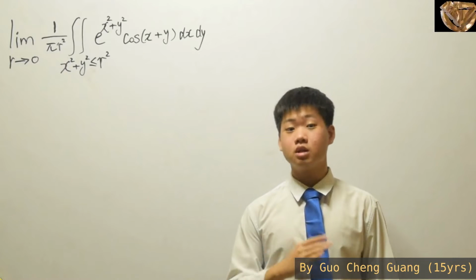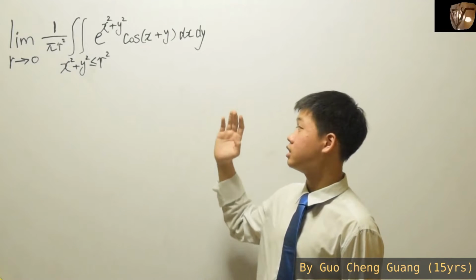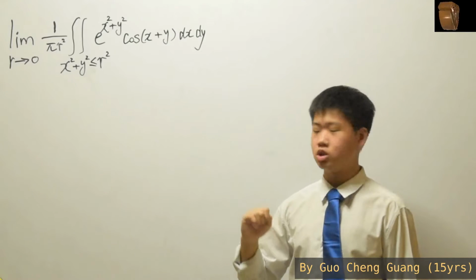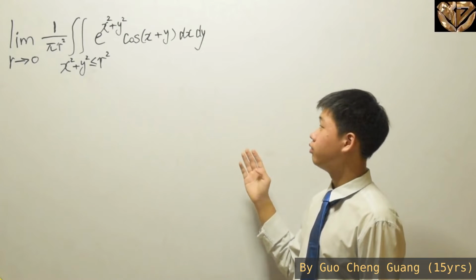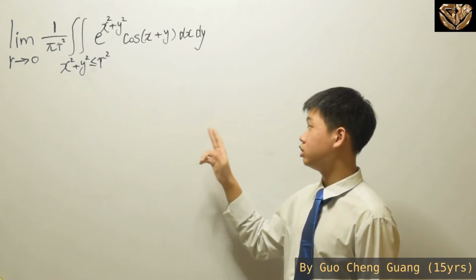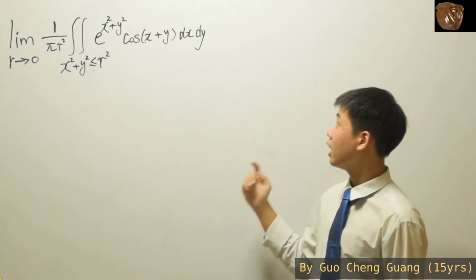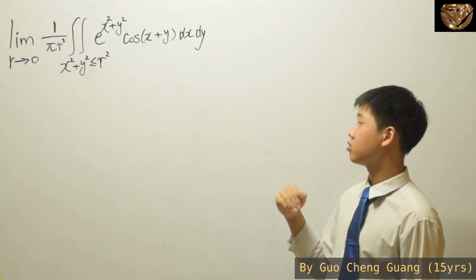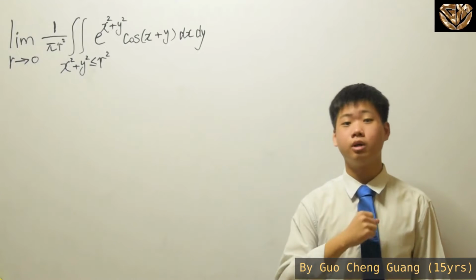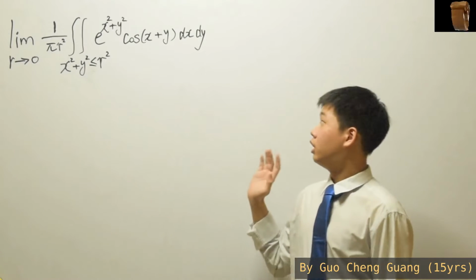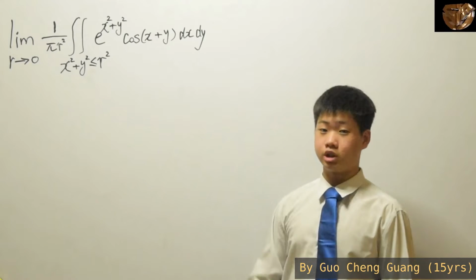This question seems a bit different from what we have done before, since now you do realize there is a limit. r approaches 0. So, limit r approaches 0, 1 over pi r squared, double integration with the boundary of x squared plus y squared is smaller or equal to r squared, and your integrand of e to the power of x squared plus y squared cosine x plus y dx dy.